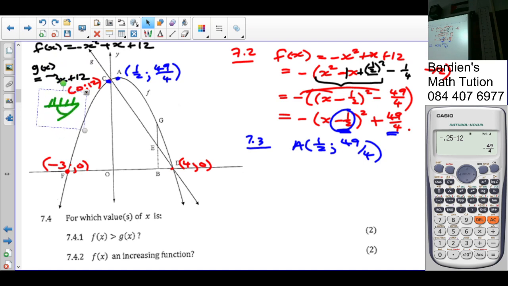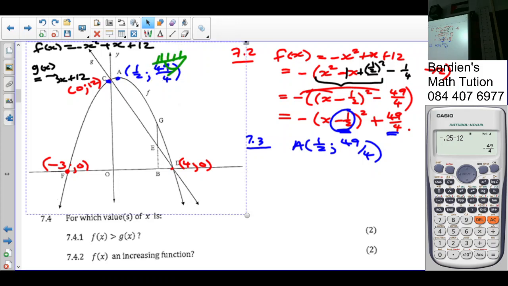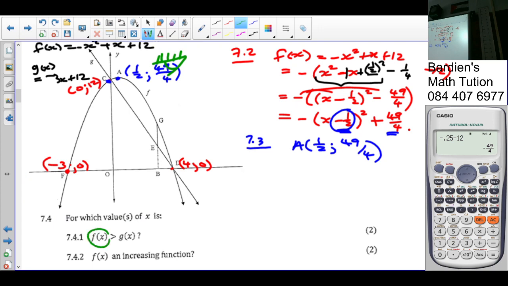What do we say? Looking from on top, the graph that is greater, in this case, has to be f. F of x must be more than g. Remember the parabola is f. Is the parabola more than g or less than g here? Less than g. Why? Looking from on top, it's at the bottom.